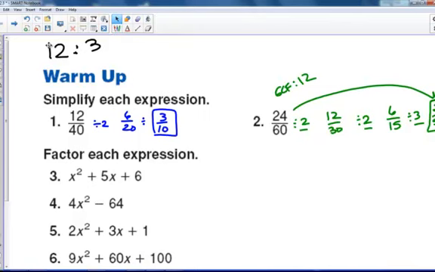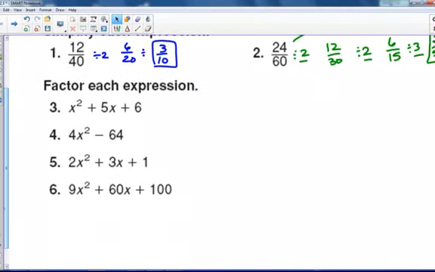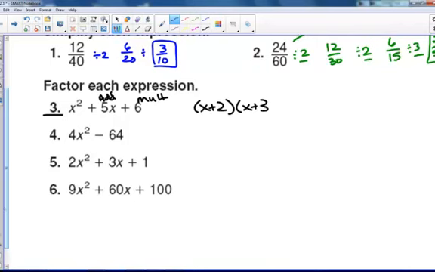And then just a quick recap on factoring. This is the easiest way of factoring. Two numbers that multiply to give you 6, that add to give you 5. And that'd be 2 and 3. 2 times 3 is 6. 2 plus 3 is 5. You can check yourself by the FOIL method or double distribution.